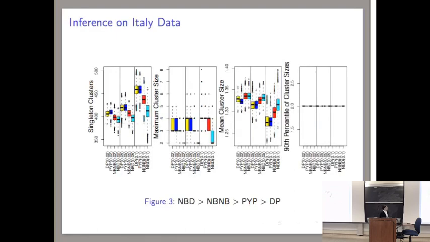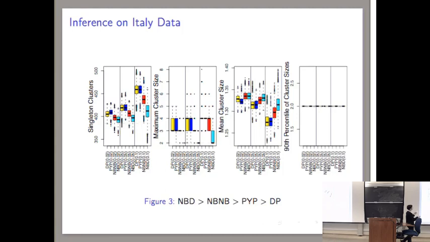Here what we're looking at is for the Italy data. We're looking at the singleton clusters, then the maximum cluster size, the mean cluster size, and then the 90th percentile. On the x-axis, I'm varying that concentration parameter that I fixed. In yellow, I'm looking at the Dirichlet process. In blue, the Pitman-Yor. In red, the NB&B. And in teal, the NBD. And I'm looking at those for the 3 different versions as I varied the concentration parameter.